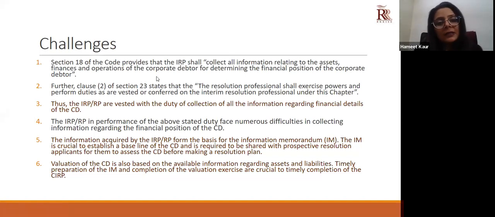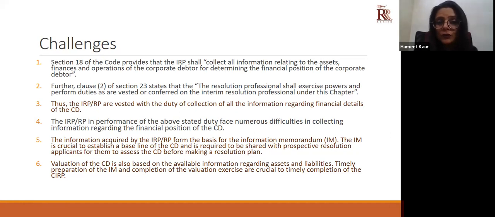So when section 18 talks about the IRP, it says that he shall collect all information relating to the assets, finances, and operations of the CD for determining the financial position of the CD. So the most important condition of the CD is the financial condition. Then section 23 subclause 2 states that the RP shall exercise powers and perform duties as are vested or conferred on the IRP under this chapter.